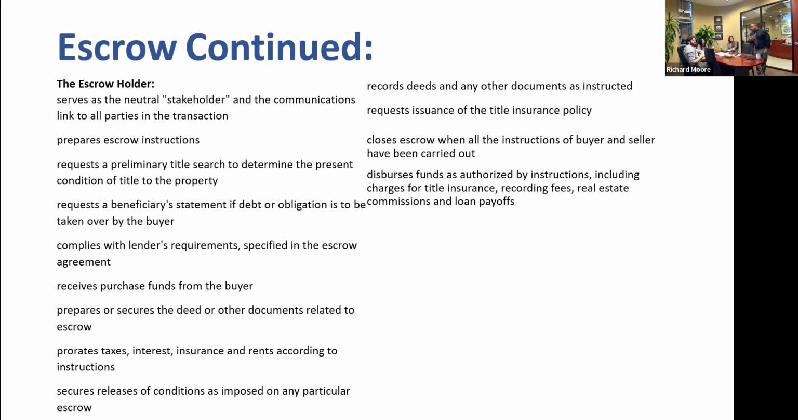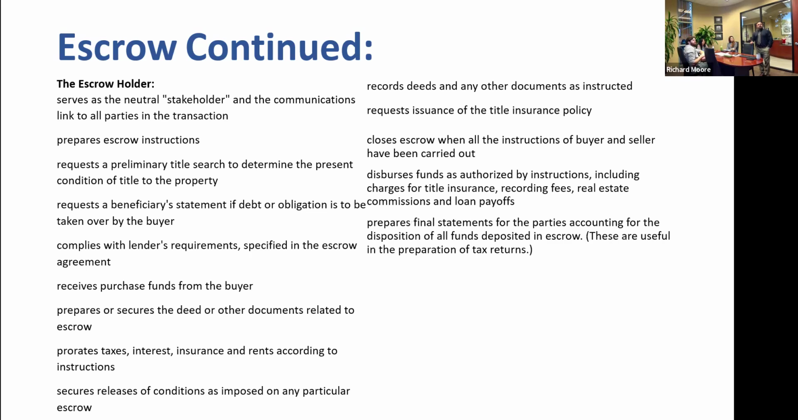So from the money that they get, after the close or during the close, they pay all these things off. They pay the existing loan that the seller had on the property. They pay commissions, they pay closing costs, title fees, escrow fees, courier fees, reporting fees, notary fees, all that stuff out of the proceeds. Prepares final statements for the parties accounting for the disposition of funds deposited in escrow.